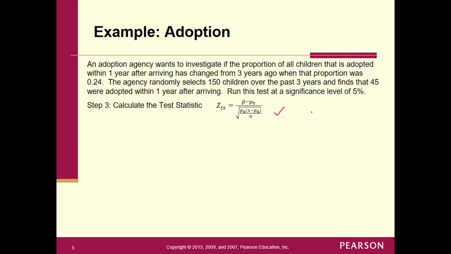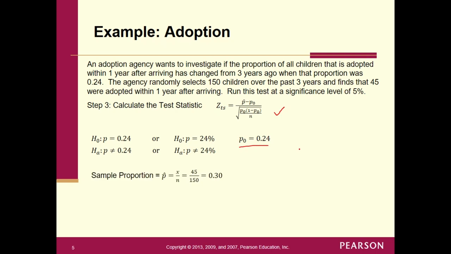Here's our test statistic though. Maybe pause the video. Maybe fill in the values for the test statistic here. See if you get what I get. Don't do any rounding if you can help it. So remember, there's a null and the alternative hypothesis, P sub 0 is 0.24. P hat was 0.3.